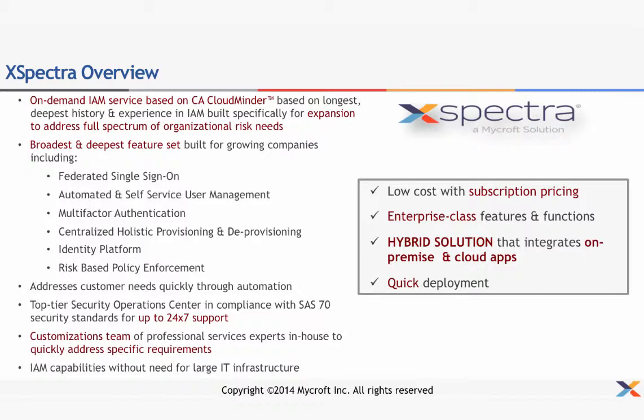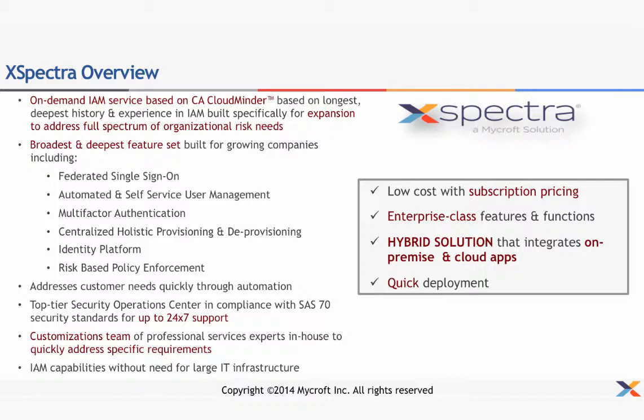So what is XSpectra? XSpectra is an on-demand identity access management service based on CA CloudMinder. And it is, of course, with those underpinnings, we have an enterprise fully tested solution for companies to embrace. It is not something that is being tested out there, forcing customers to be guinea pigs. This is all ready to go, a very nicely vetted solution, with the broad and deep feature set that it brings together with the expertise that Mycroft brings from the many years that we've been in the IAM space.